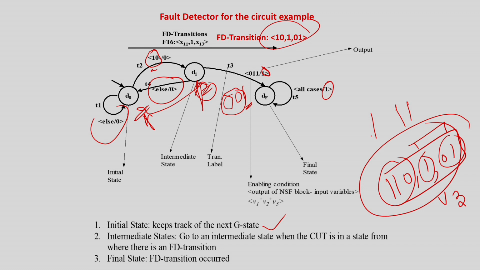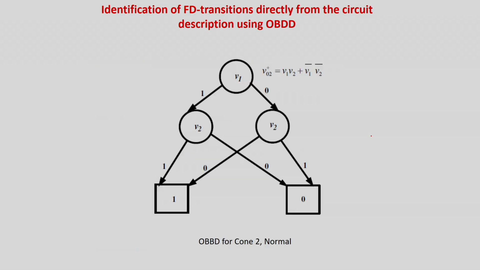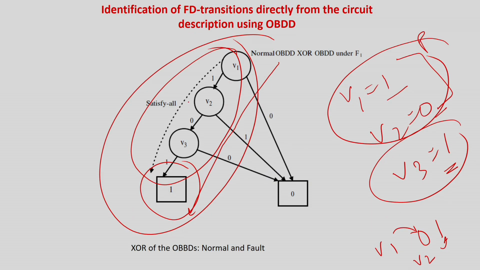But the problem is how to generate these test vectors or these FD transitions. Very difficult because we are doing it as an FSM. People have avoided it by using a BDD based approach. In this case, what do you do? You divide the circuit into cones, take the normal BDD and faulty BDD, XOR the BDDs, and it will tell you what are the input states and input combinations which can lead to the error detection. In this case it is 1, 0 and 1.